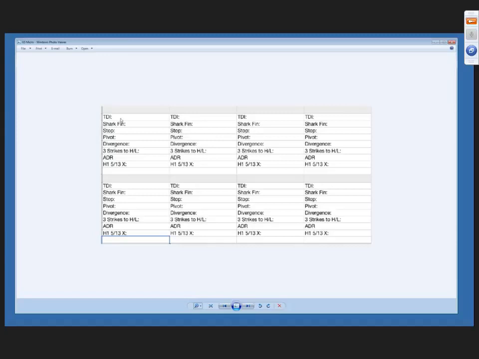I check the TDI and see where it's at, overbought or oversold. I'm looking also for shark fins. I want to see if the pattern in the London session stop hunted. I'm looking at the behavior that it displayed prior to me coming to the terminal. Also looking at the pivots and seeing how the London session has played out. Looking for diversions. Steve, the strikes, the high and low, we talked about that. I'm also looking at the ADR to see how far it's already run, and I'll show you how I do that in just a moment.